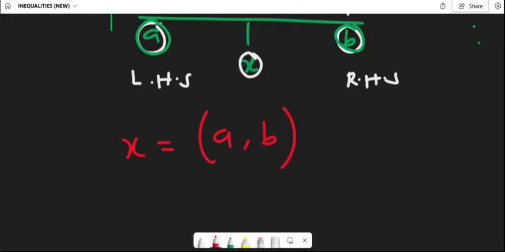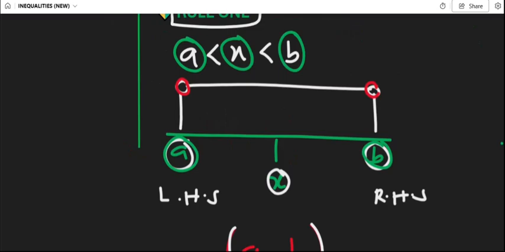What does open actually mean? The open there means I'm using a curved parenthesis, or let me use the word bracket. For this case, because my x is greater than a and less than b, I have two opens. That means both of them are open.